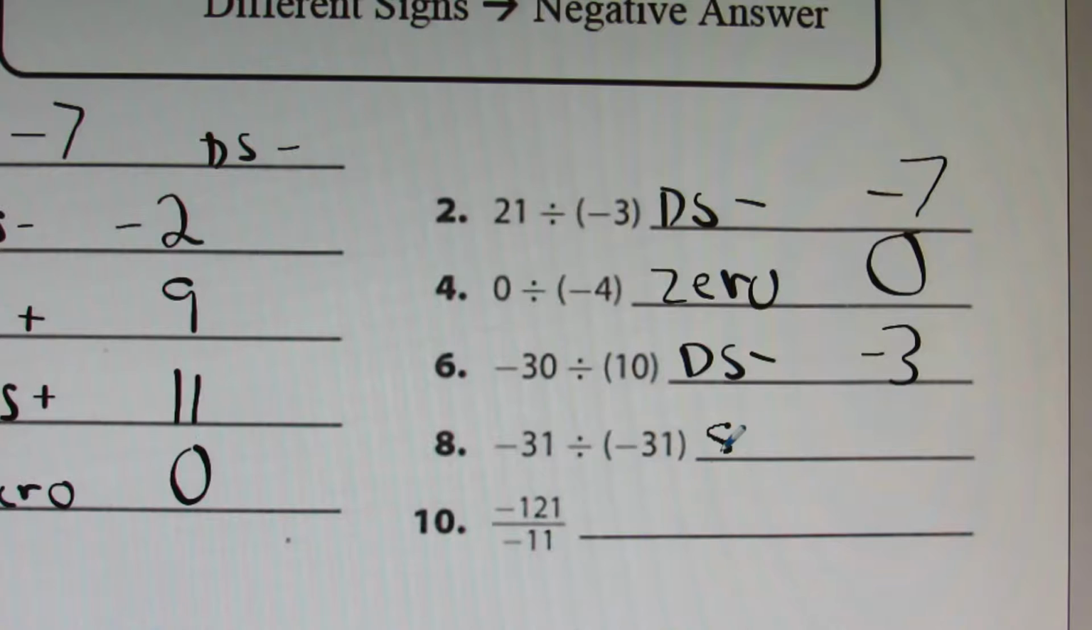This guy is the same signs. Their answer, the quotient's going to be positive. And it looks like a hard question, but it really isn't, because it's the same number divided by the same number.